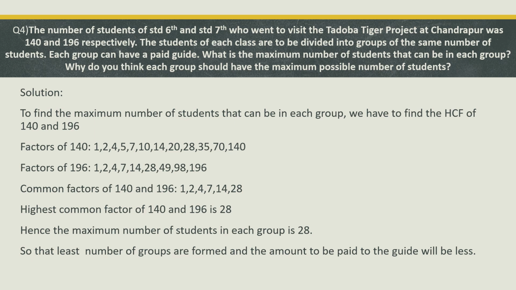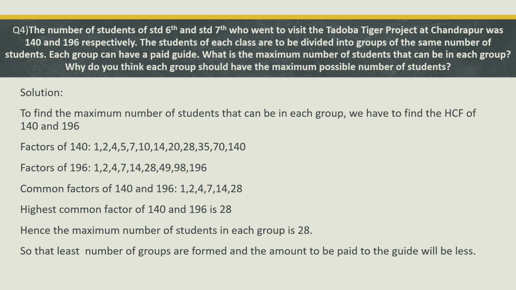So factors of 140, factors of 196, then common factors of 140 and 196 here, as given in the factors form, are 1, 2, 4, 7, 14 and 28. So the highest common factor of 140 and 196 is, see which is the biggest number in common factors? 28. So HCF is also 28. Hence the maximum number of students in each group is 28.